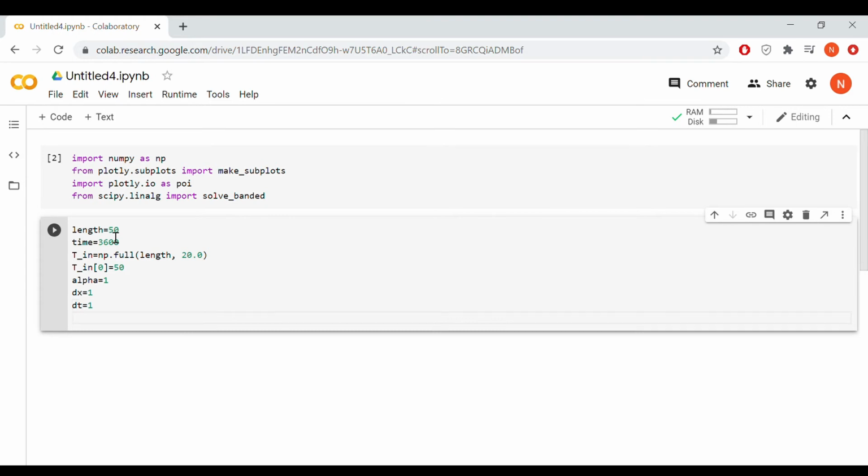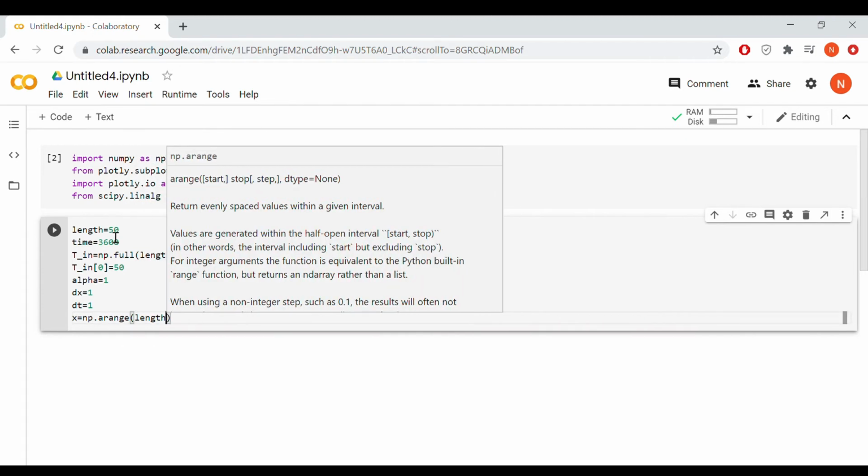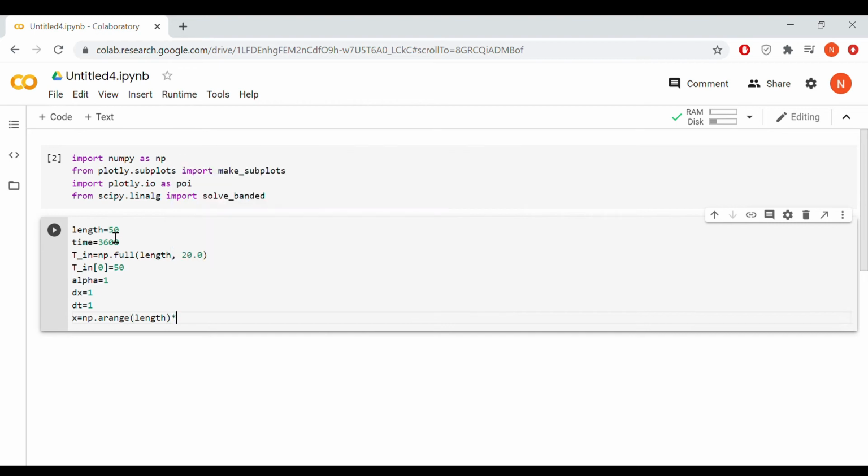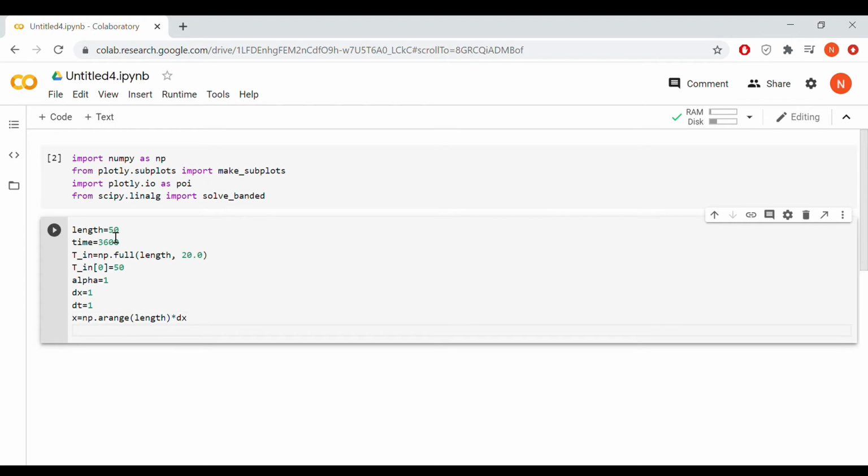dt will be 1. X will be np.arange length times dx, which is just 1. And then we'll set our r equal to alpha times dt divided by 2 times dx to the second power. Alright, good.